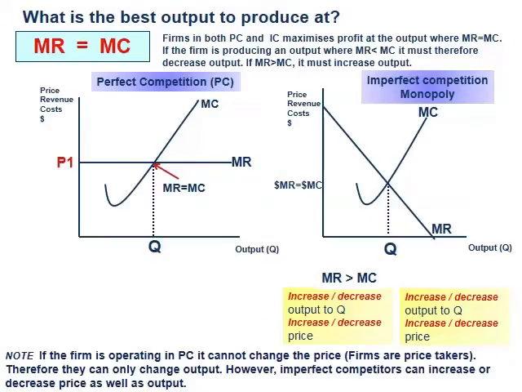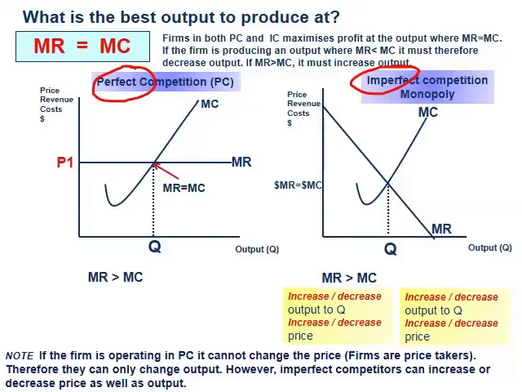So where is the best output for the firm to produce? Where it maximizes profit. So where's that? Where marginal revenue equals marginal cost. So as you can see, this is true for both perfect and imperfect competition. The quantity is always the same point where marginal revenue equals marginal cost, the firm will get the most profit. So in the first diagram, and this is a fairly typical multiple choice question, if marginal revenue is greater than marginal cost, what should the firm do?